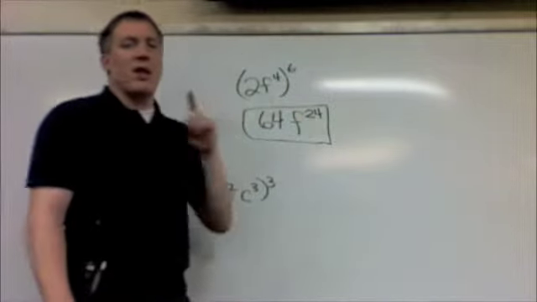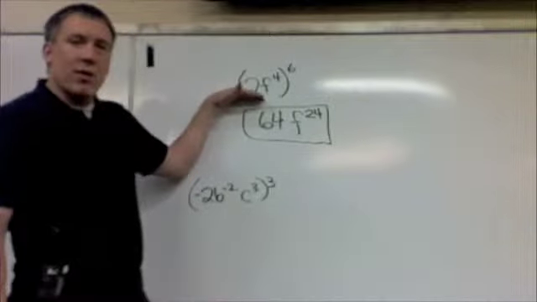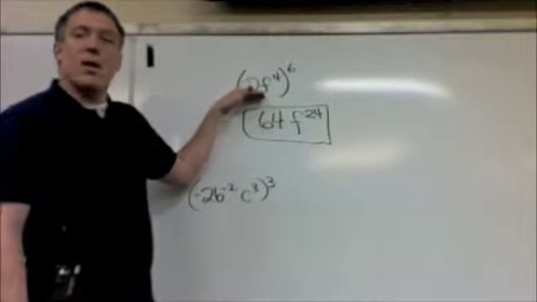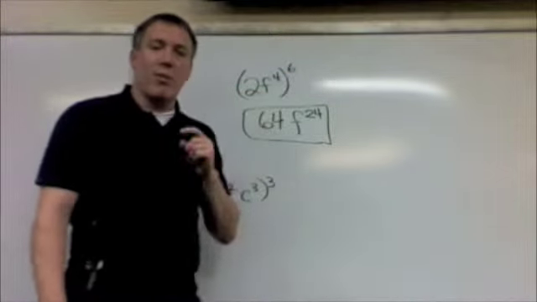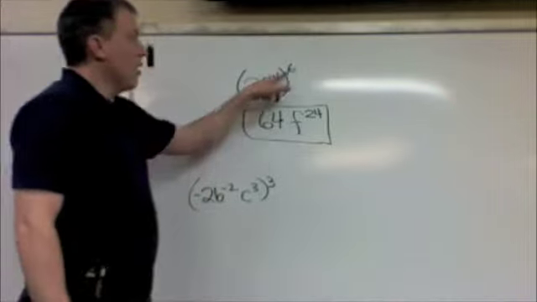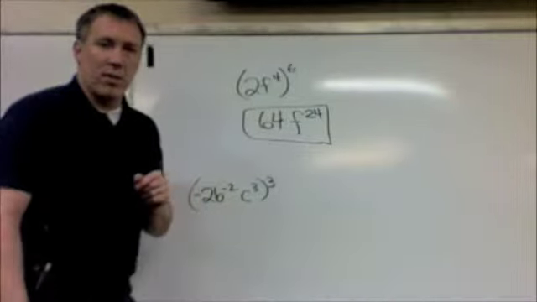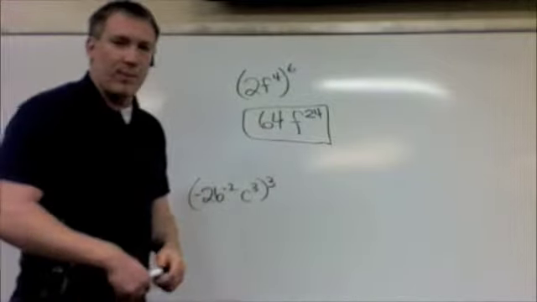Now, this doesn't negate the rule when we have regular numbers. This is just a 2. 2 is not an exponent. So I do not do 2 times 6. That would be wrong. That's not multiplication here. It's 2 to the 6th power, which is 2 times itself 6 times, which is 64.